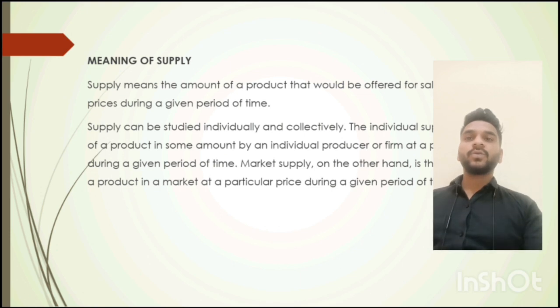Supply means the amount of a product that would be offered for sale at possible prices during a period of time. It means the amount of a product offered by the seller at a possible price for a given period of time. And supply can be studied collectively and individually. Market supply, on the other hand, is the supply of a product in a market at a particular price during a given period of time.